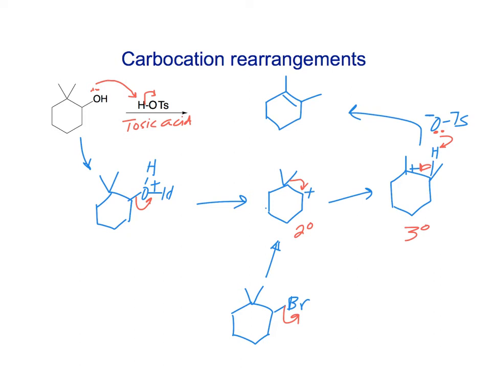and we would also get this same type of carbocation rearrangement. So once the carbocation is formed, it doesn't really know where it came from. It doesn't matter where it came from. Once that intermediate's formed, it can do the same types of reactions wherever it came from.